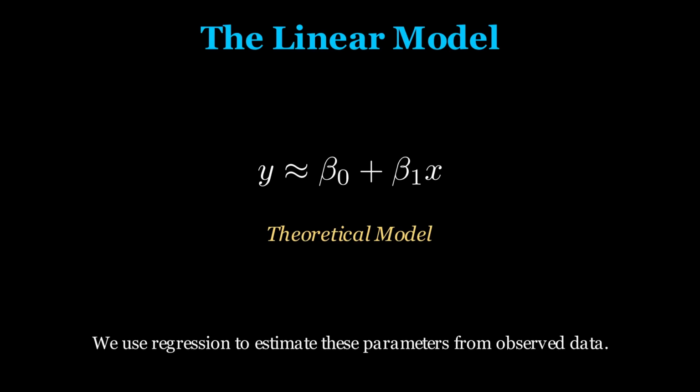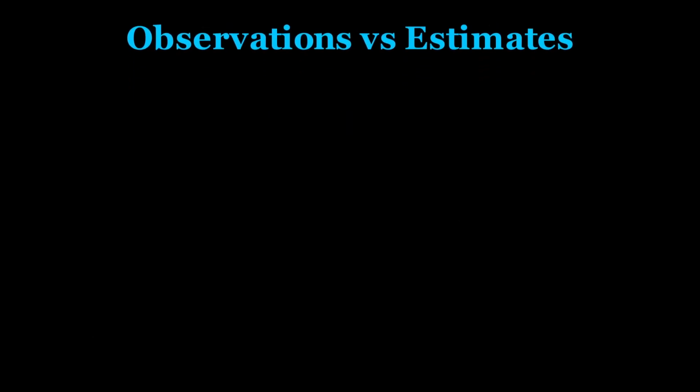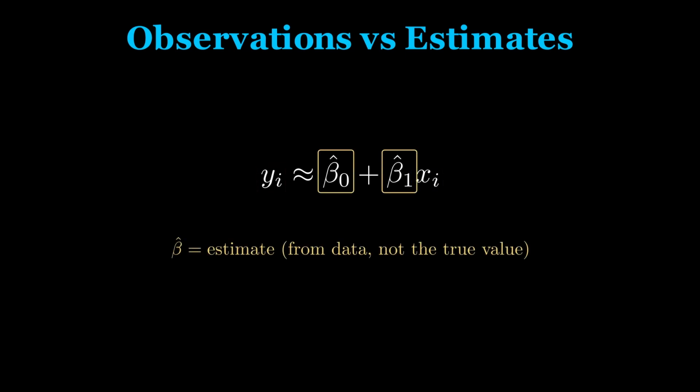But in practice, it is rare that we know the true parameters, so we need to estimate them from data. That's where regression comes in. When we have actual data, we can estimate the parameters of the model. Notice how the notation changes from the theoretical model to the observed model. Here, xi and yi represent the actual data points of observation i from our sample. The hat symbol on beta 0 and beta 1 tells us these are estimates. They're calculated from our data, not the true population parameters. More on how to calculate these parameter estimates later in the video.